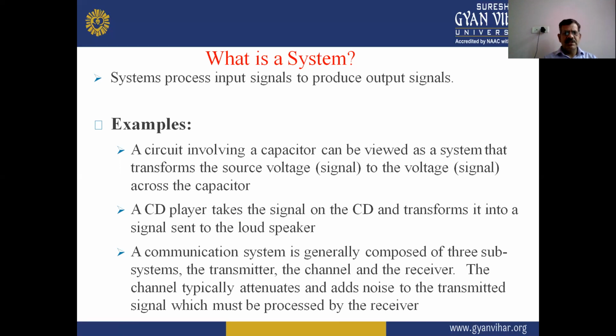Next example, a CD player takes the signals on the CD and transforms them into a signal sent to the loudspeakers. And the next example is a communication system, which is composed of three subsystems: the transmitter, the channel, and the receiver. The channel typically attenuates and adds noise to the transmitted signal, which must be processed by the receiver.